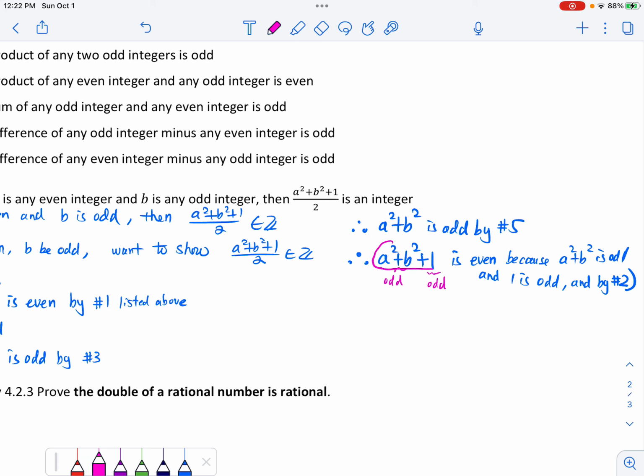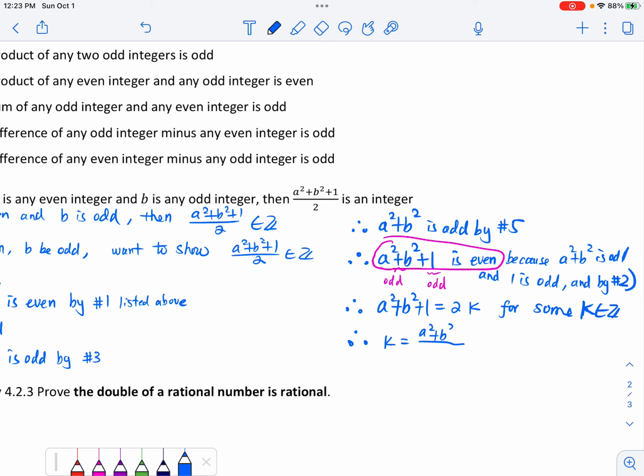So that's what we just talked about, right? If this is even, then it should be divided by 2 evenly. If you remember, we can say a squared plus b squared plus 1 is equal to 2k for some integer k. That's the definition of even that was introduced in an earlier section. If you divide both sides by 2 using basic algebra, k is equal to a squared plus b squared plus 1 over 2. And we already know that k is an integer, right? So we finished that, because that's what we want to prove.